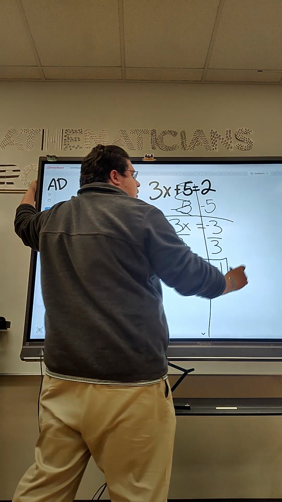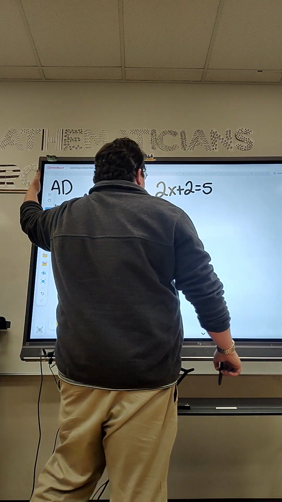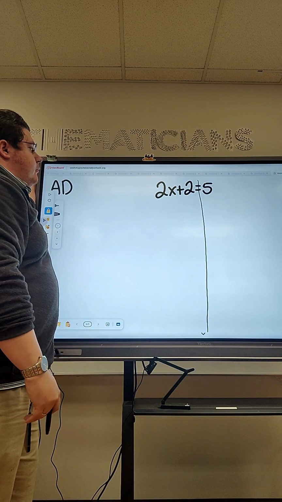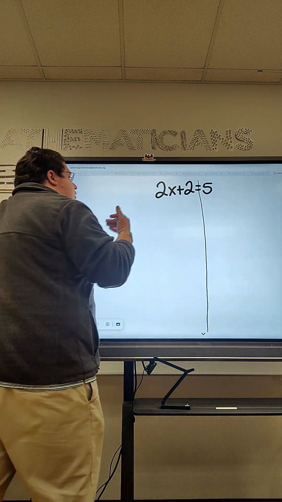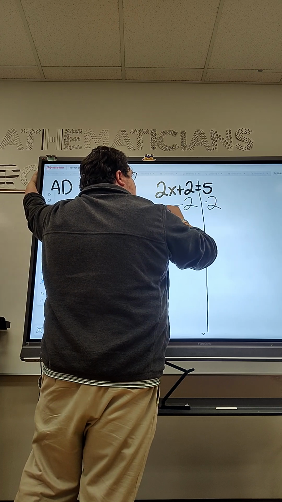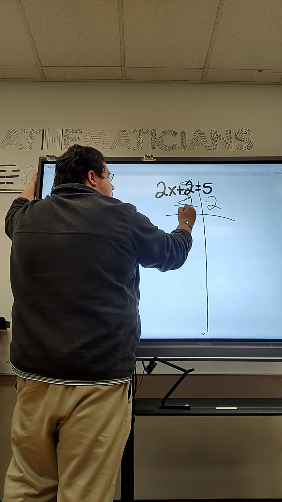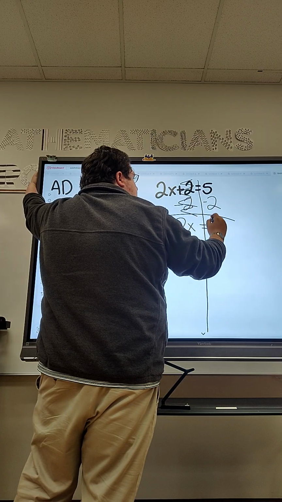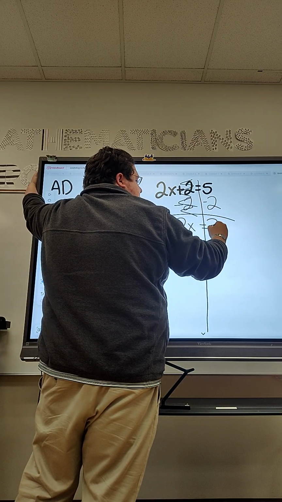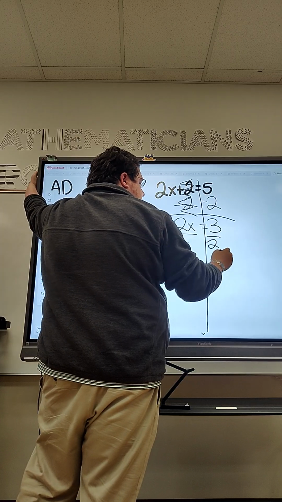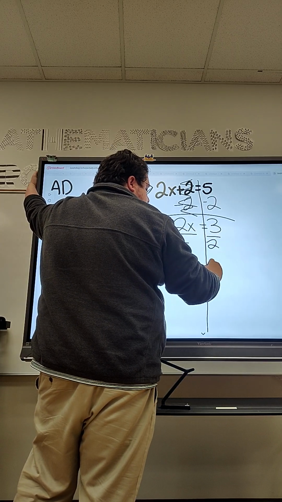Do I have one more? I don't actually remember. Yep, one more. Actually, this is a pretty good one too. So add or subtract the number without the x. I'll just keep saying it. Subtract the 2 on both sides. 2's go away, leaving me with 2x equals 5 minus 2, which is 3. Then we divide everything by that 2, leaving me with x equals.